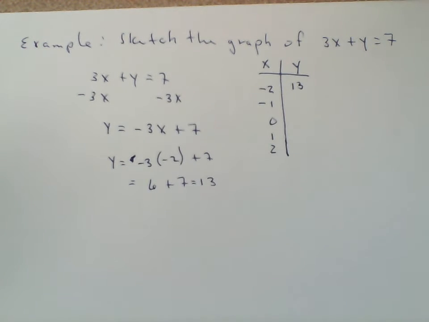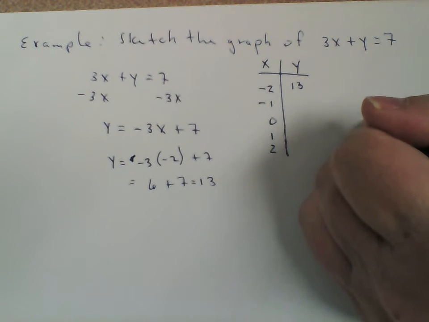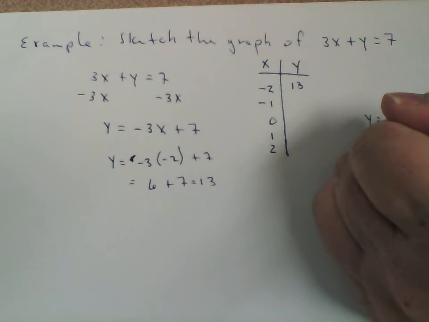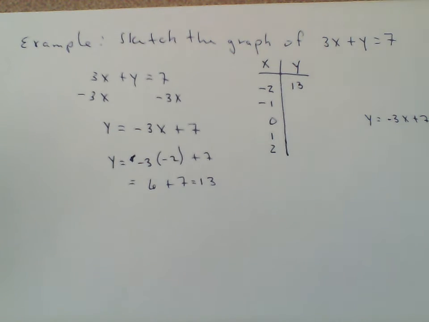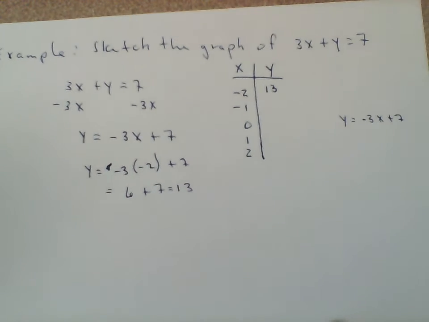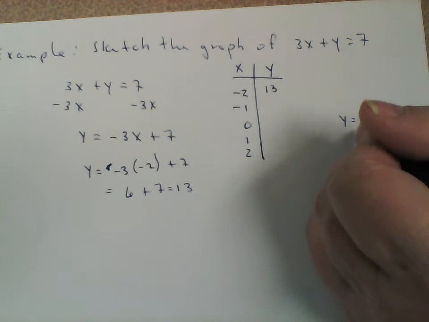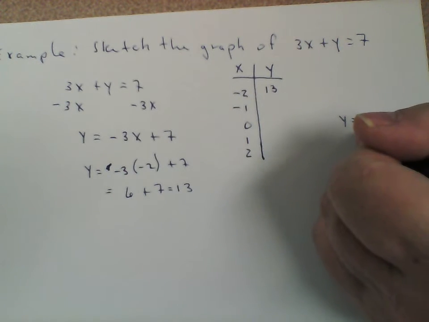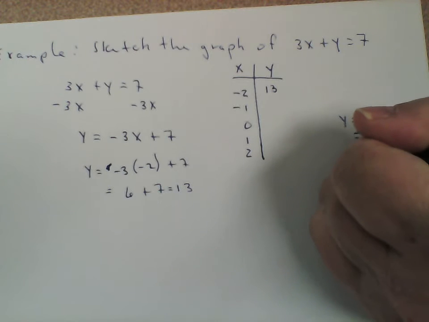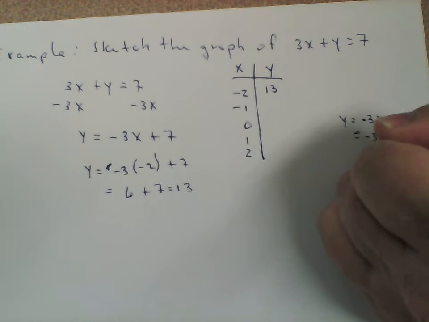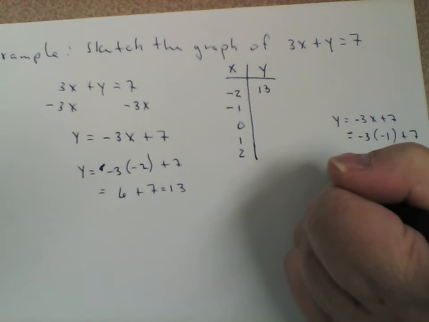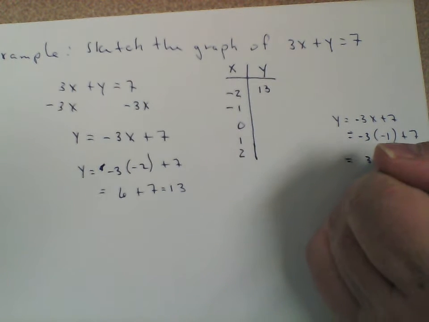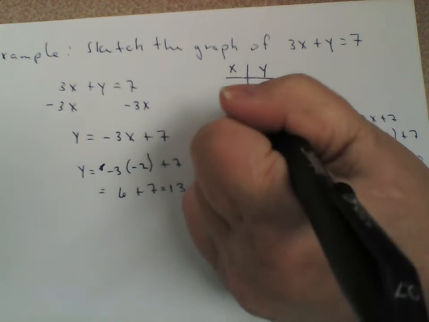Then I would do the same thing for -1. I can do it over here: y equals -3x plus 7. But you'll get good at this. You could do this on scratch paper. This is not work you have to show, right? And I'm going to plug in -1. So I get -3 times -1 plus 7, which gives me 3 plus 7, which is 10. So I know that this is 10.